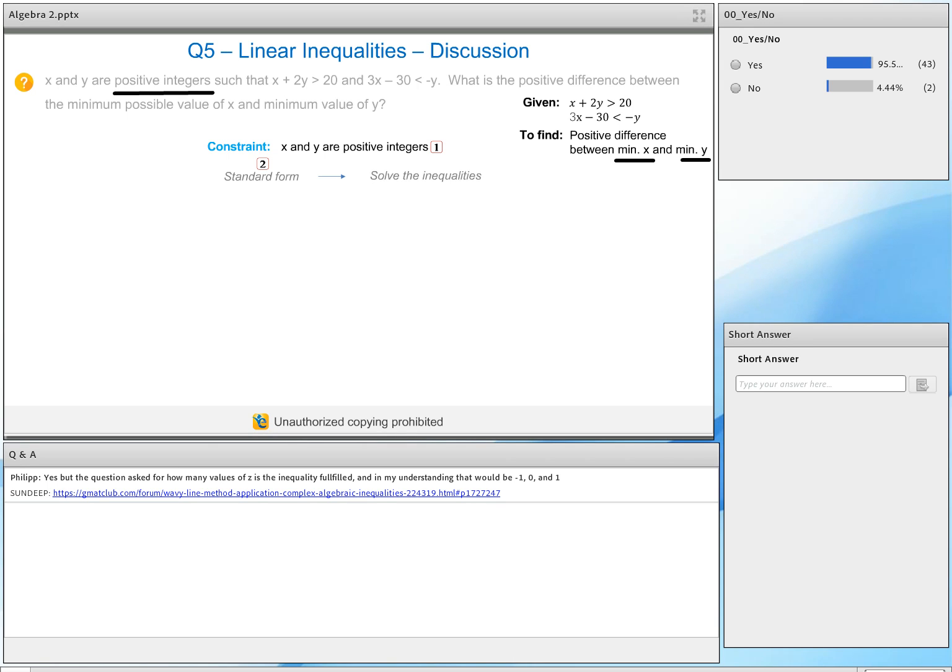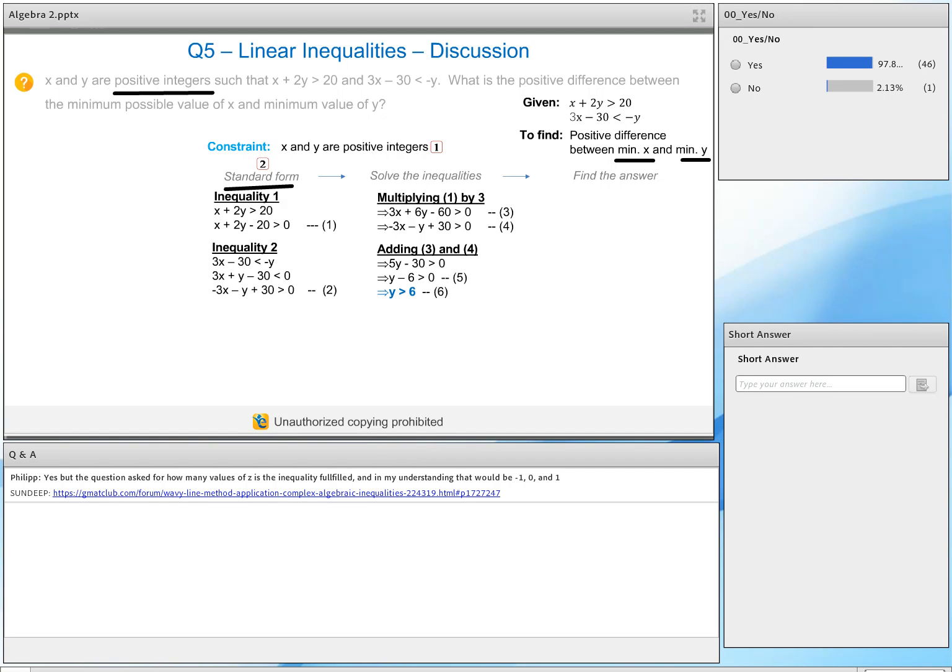The first thing is we bring the inequalities to the standard form. Again, if you don't know what a standard form is, basically both the inequalities need to have the same sign of inequality. Only then can you do processing on them. So you bring them to the standard form here.